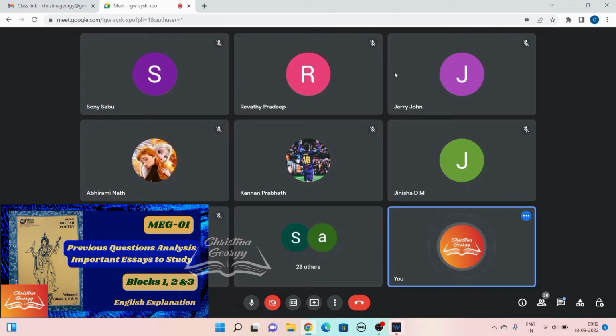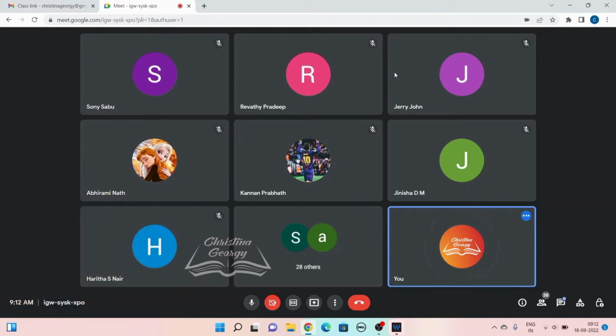I suppose yes. So today we will deal with block 4 of the course code MEG-01, which is titled British Poetry. Dear learners, this block falls under book 2 of the total of 4 books which are available for your MEG-01 preparation. Is that clear? This is from book 2. Book 2 includes units 4, 5 and 6.